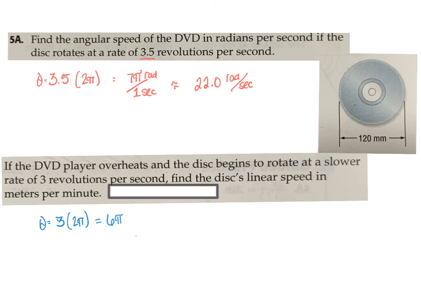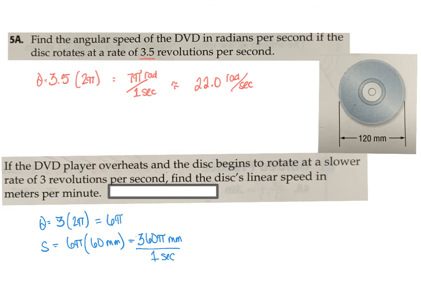We then have to multiply that by our radius to get our s. So our s is going to be 6 pi times my radius, which is 60 millimeters, right? So what is my s then? 360 pi millimeters, right? If I put that over my time per 1 second, that would be my linear speed in millimeters per second. What do they want it in? Meters per minute.